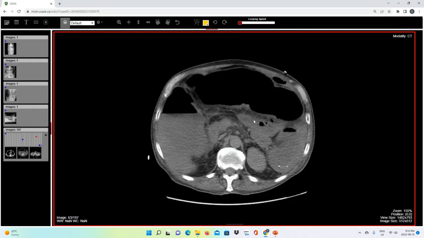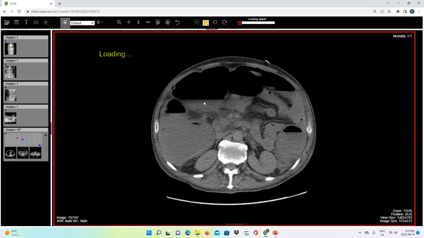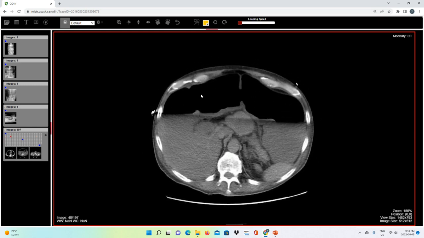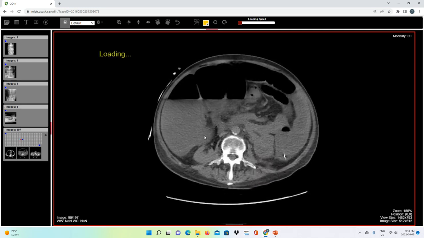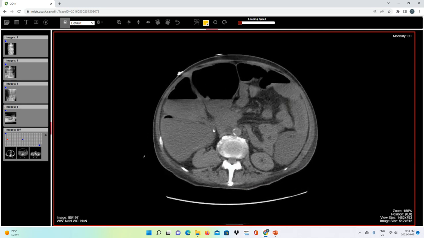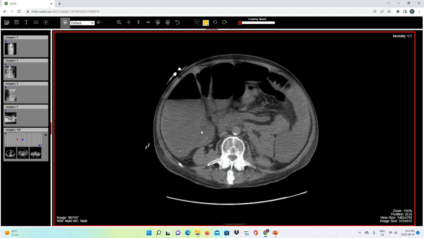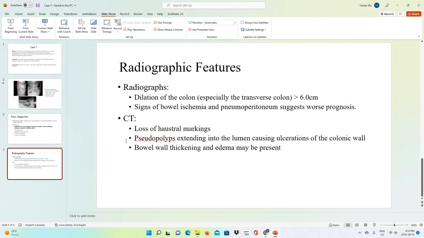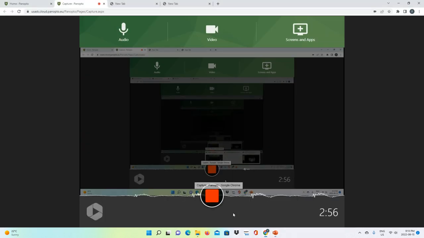Here's the CT of our patient. We see that there is markedly dilated ascending, but particularly transverse, colon. This is dilated beyond the 6 centimeter diameter. And we see that there is bowel wall edema involving the proximal ascending colon. So this is case number 7, a case of toxic megacolon.